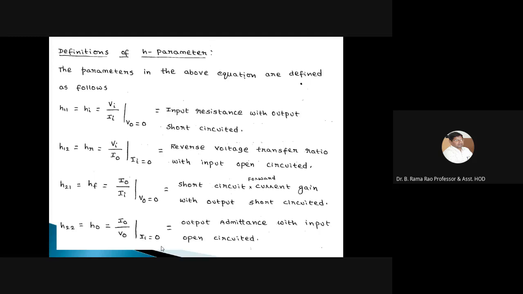H11 is nothing but the ratio of the input voltage to input current. As we know, the ratio of voltage to current is nothing but the impedance or resistance. Because we have taken the input parameters, it is called the input impedance or input resistance. That's why this h parameter is termed hi. I stands for input. Similarly, hr.